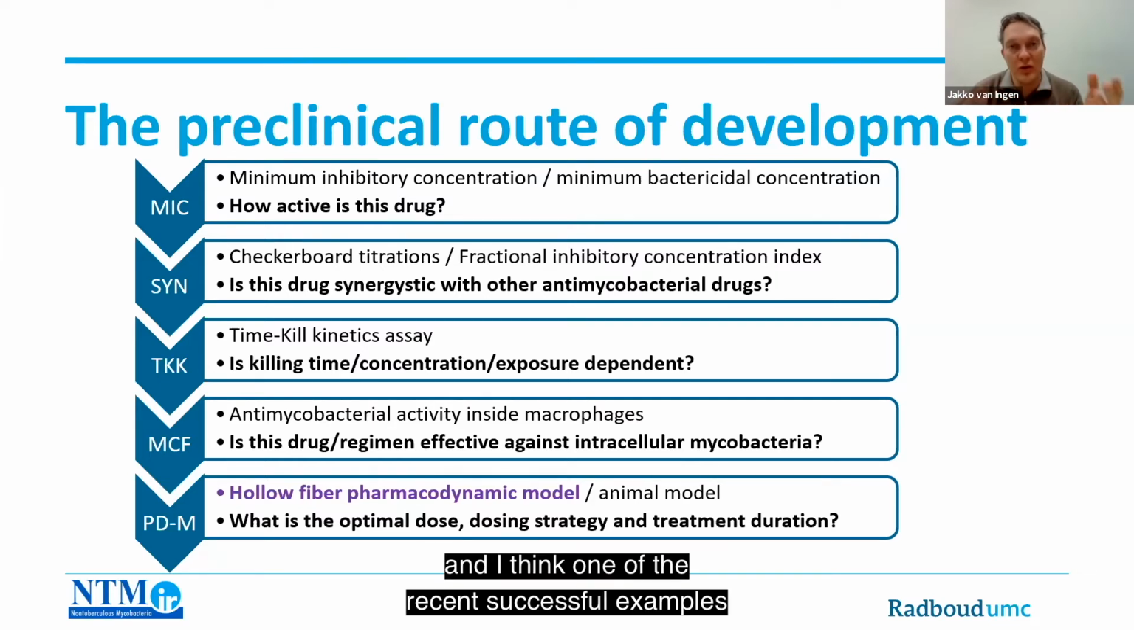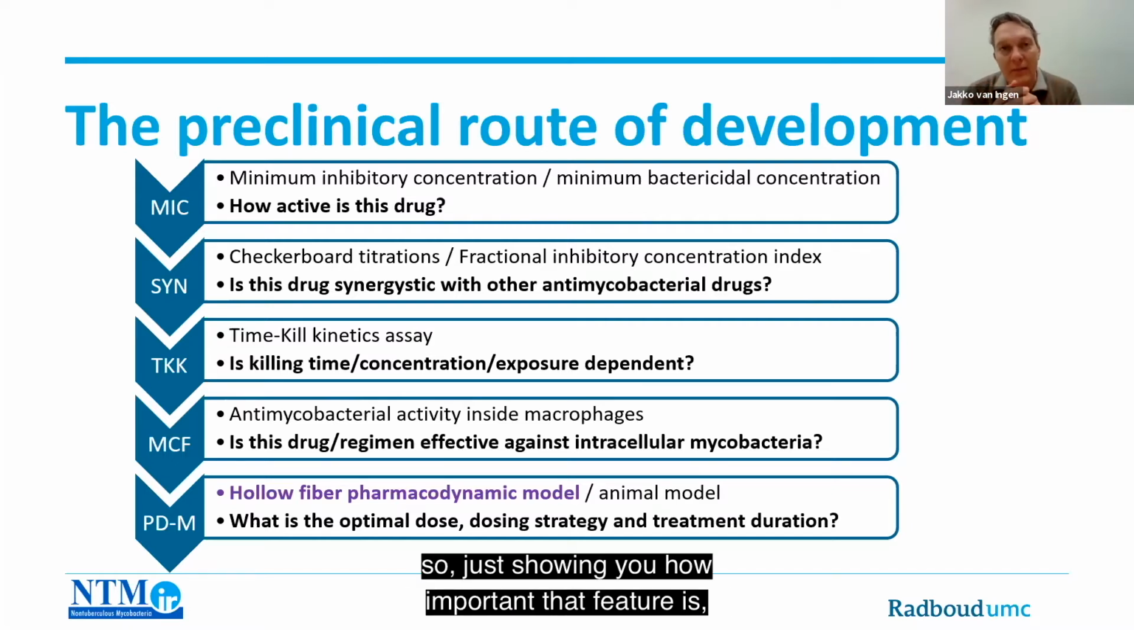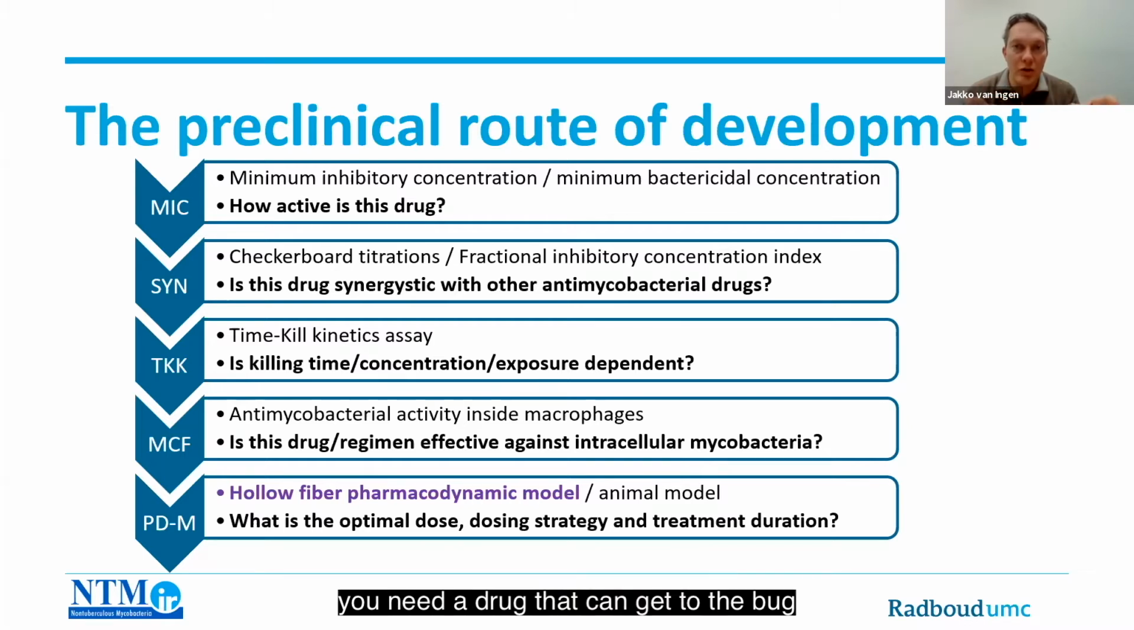And I think one of the recent successful examples of new drugs being developed for NTM pulmonary disease, the ALIS or the liposomal formulation of amikacin, it was amikacin put into liposomes, so little spheres of a cholesterol-like fat, only to get inside those cells. So just showing you how important that feature is. You need a drug that can get to the bug.